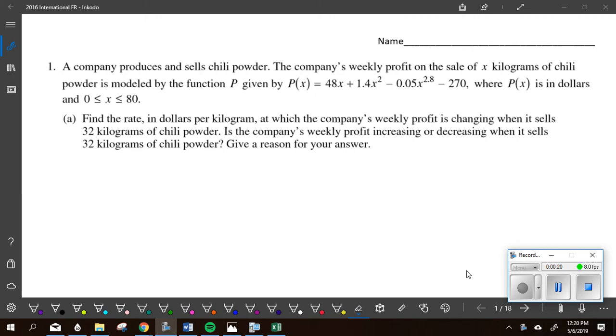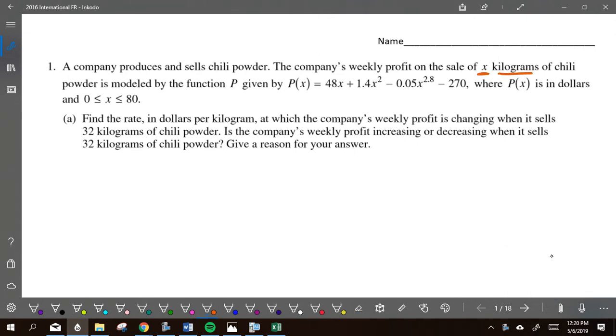It says a company produces and sells chili powder. The company's weekly profit on the sale of X kilograms of chili powder. This is kind of weird, but notice here that X isn't time. Normally when we do this, X or T is time. Here X is kilograms of chili powder, P is modeled by this equation, okay? That equation is weekly profit. That is money.